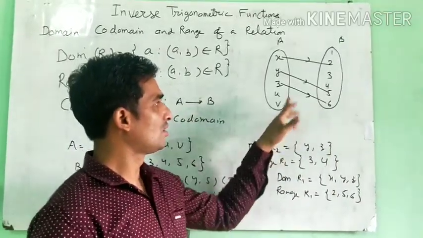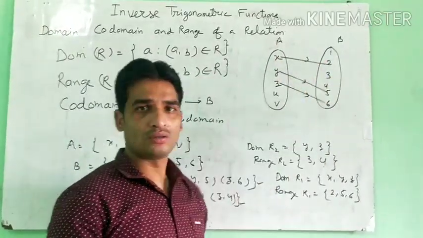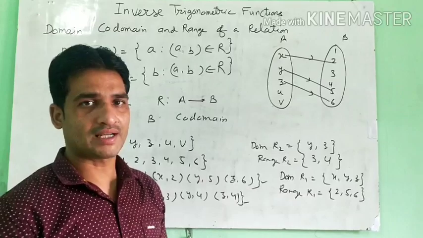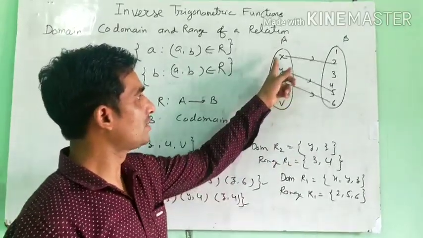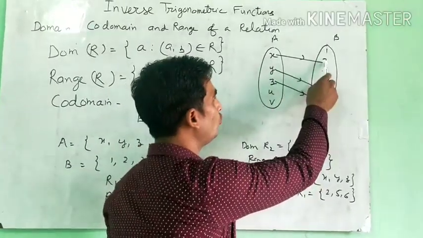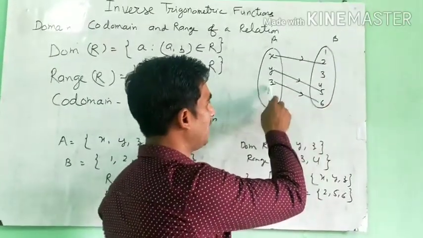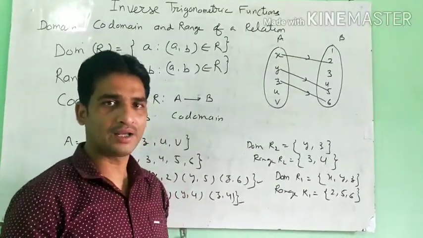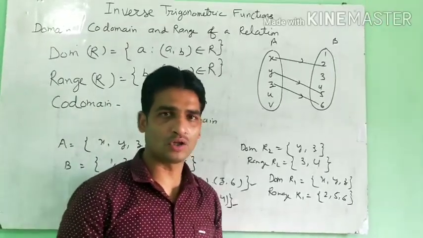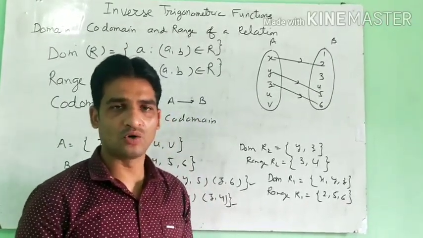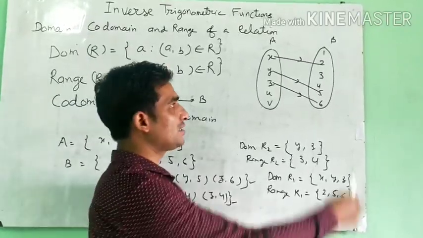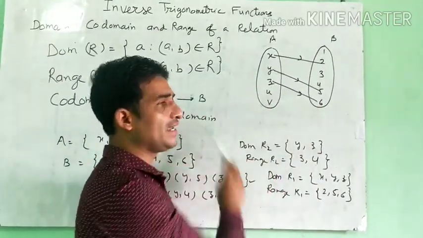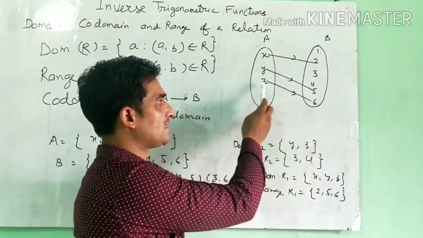The elements on the right side, which are connected with the arrow, are known as images. It means the image of x is 2, the image of y is 5, and the image of z is 6. The elements on the left side of the arrow are known as pre-images. That is, the pre-image of 2 is x, the pre-image of 5 is y, and the pre-image of 6 is z.